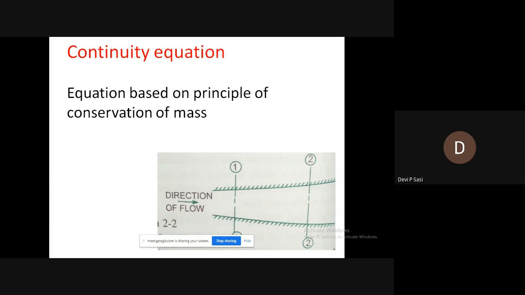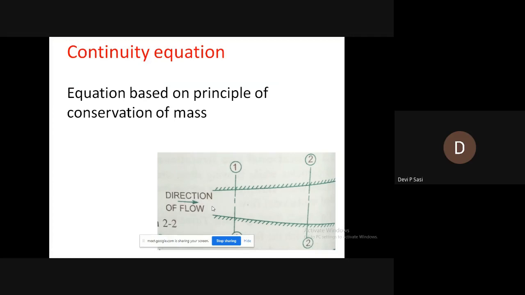Consider a pipe. All of you see the figure. The pipe has two sections, section 1 and section 2. Now you can see the direction of flow. The arrow represents the direction of flow.